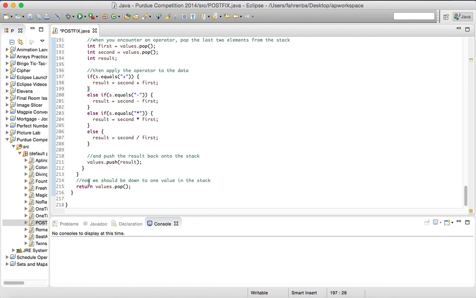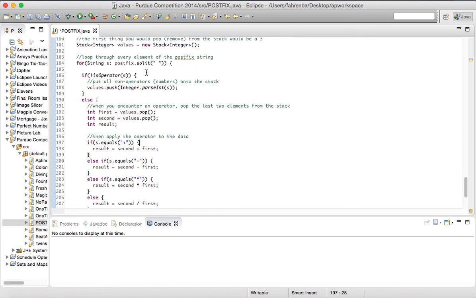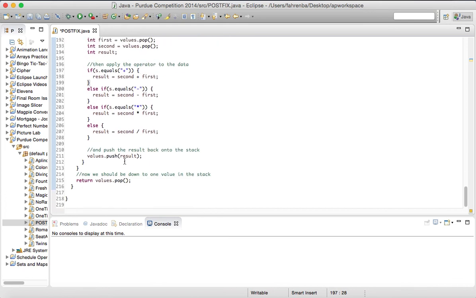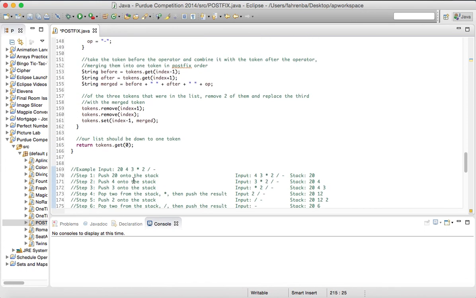And then at the very end, after my loop is done, after I've gone through everything in the postfix string, whatever's left on the stack is what you pop off. And that's it. So I have shown you all the code.